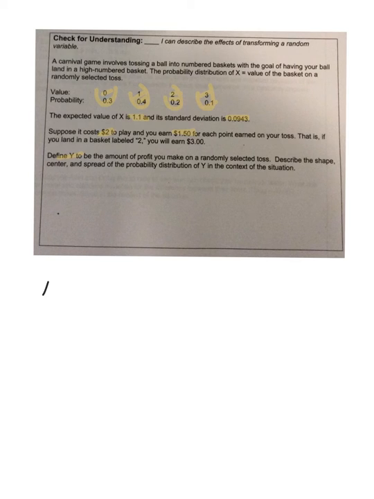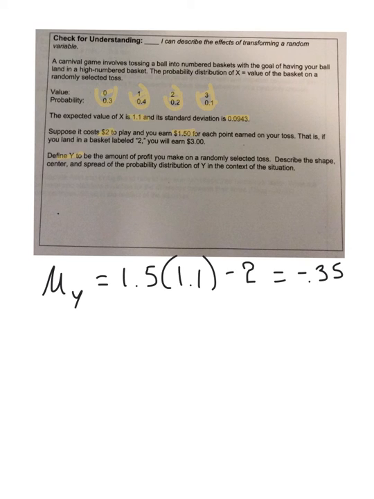So mu sub y is going to be, well, we earn $1.50, right? Multiply $1.50 times our old mean, 1.1, but it costs us $2 to play. So that's going to be a negative 35 cents. So what does that mean? Well, over the long haul, if you play this game many, many times, you would average losing 35 cents if you average all of your games together. You know, sometimes you might win, sometimes you may lose, but that's what an average is, right?